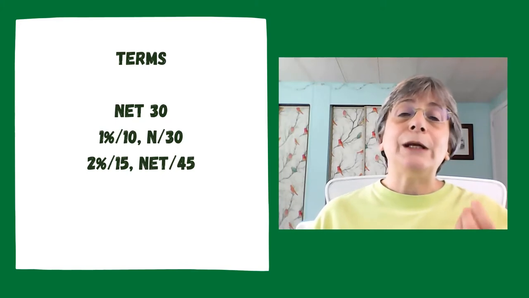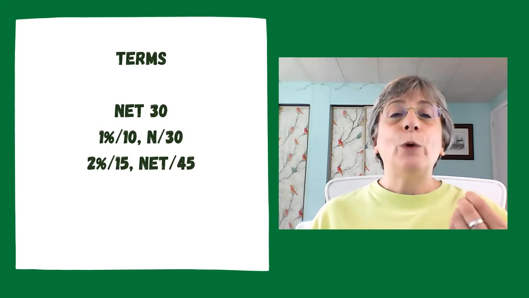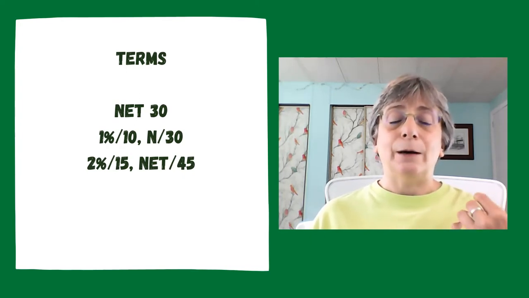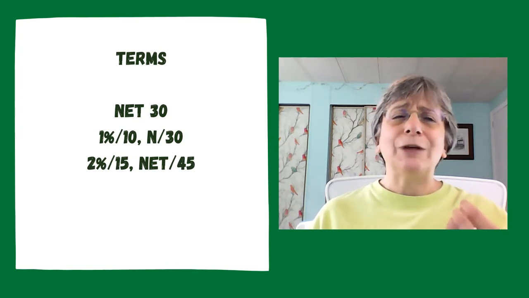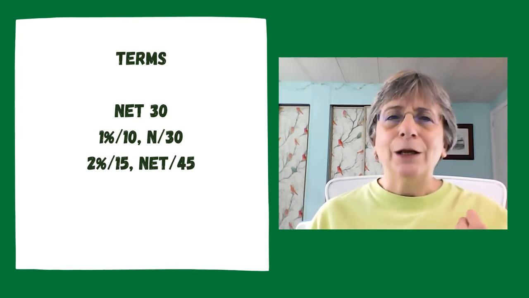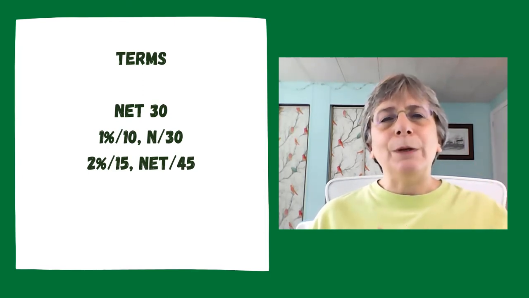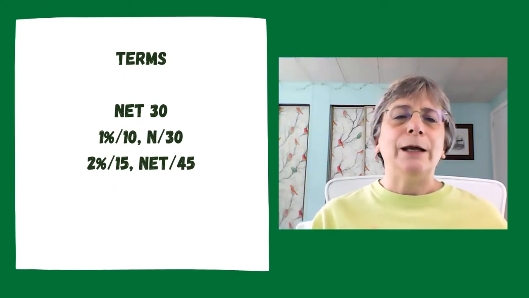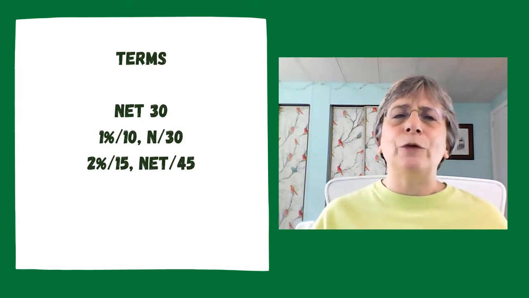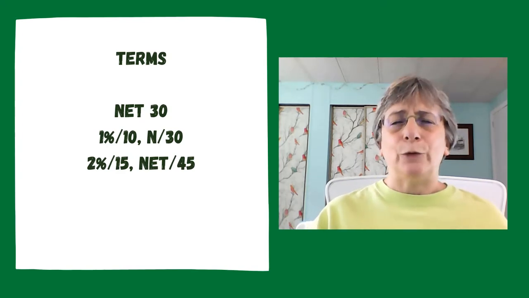So one of the things that we need to talk about before we dig in is terms. When we're buying and selling merchandise, we have terms like net 30 or 1% 10, net 30. So we need to talk about what those mean. Net 30 means that 100% of the bill is due in 30 days. So if you are selling to your customer, they need to pay you within 30 days. And if you are buying from your vendor, you need to pay them in 30 days.